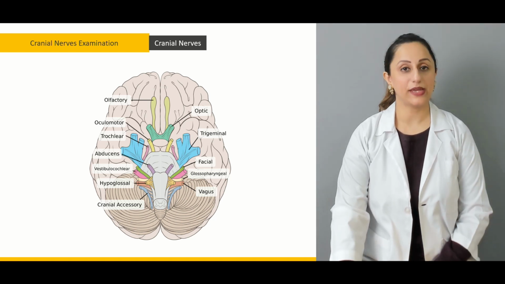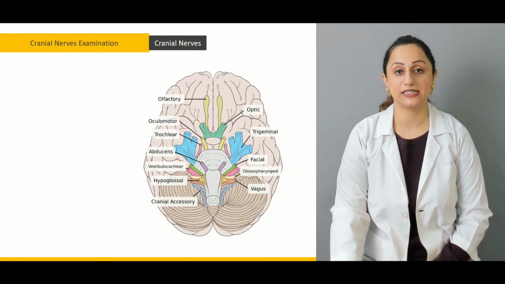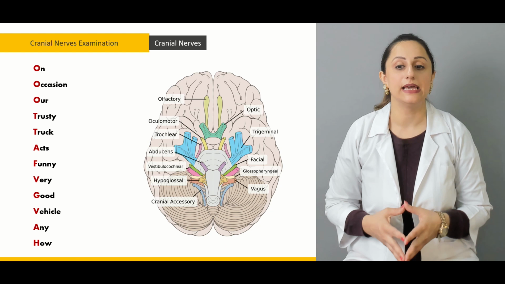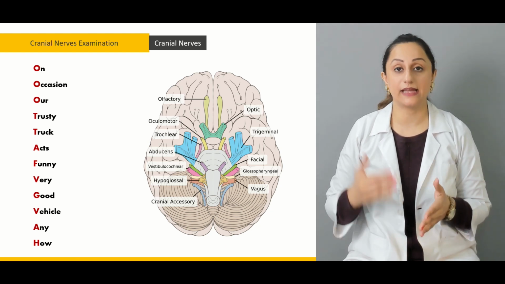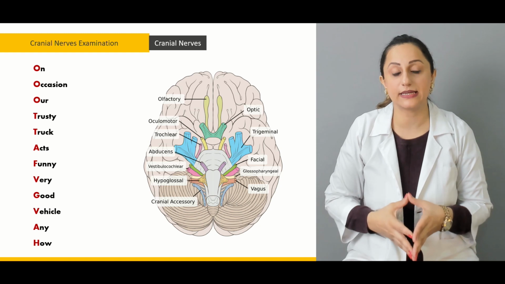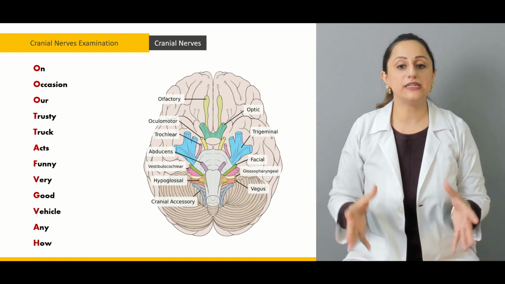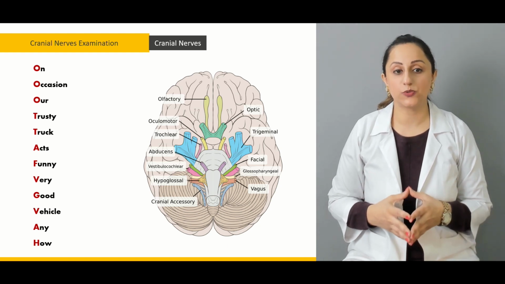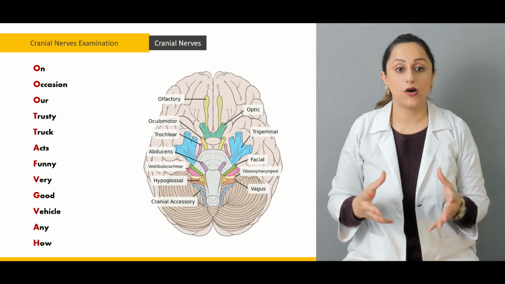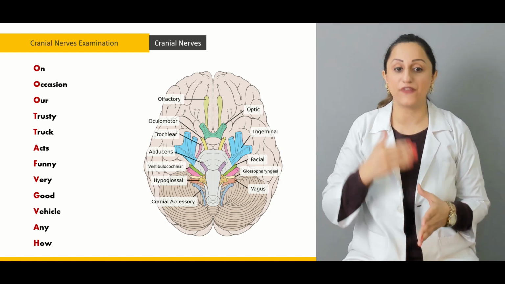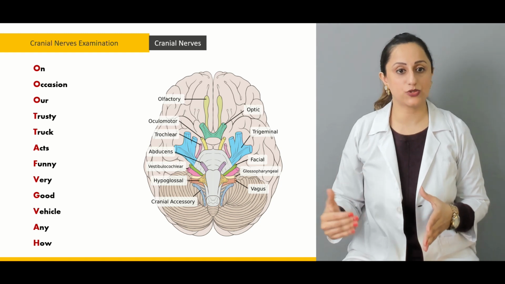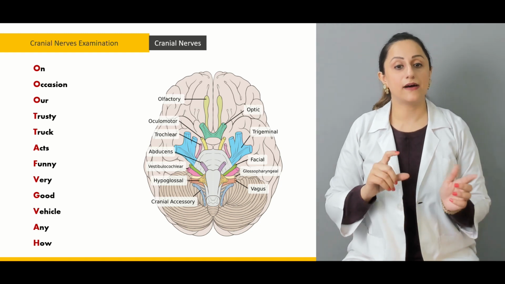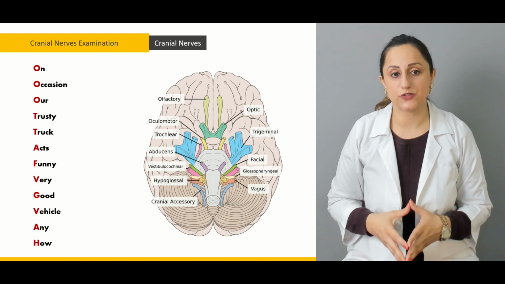A very interesting way to remember the names of the cranial nerves is a mnemonic that would help you remember the names in the correct order, because it's very important to remember all of these names in the correct order. Now over here, as you can see, we have this mnemonic, which is a sentence: On occasion, our trusty truck acts funny. Very good vehicle anyhow. The first letters are basically references to the cranial nerves.